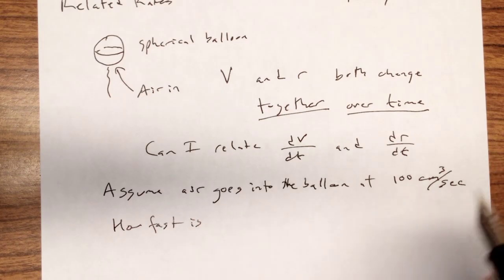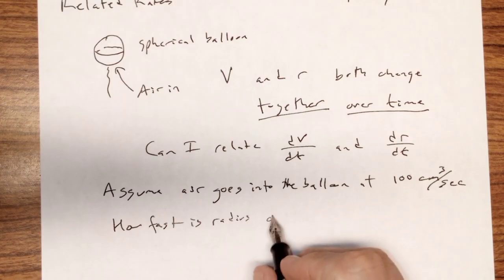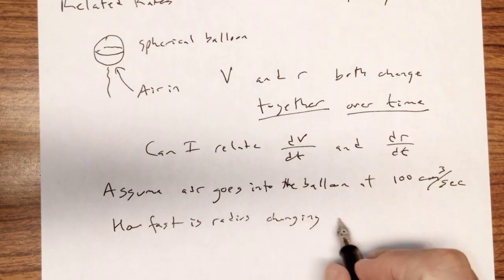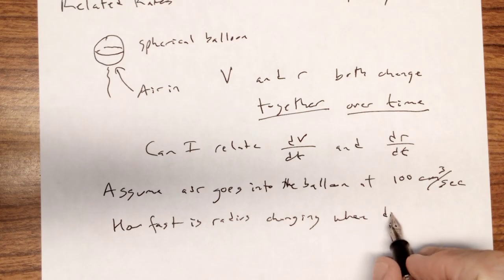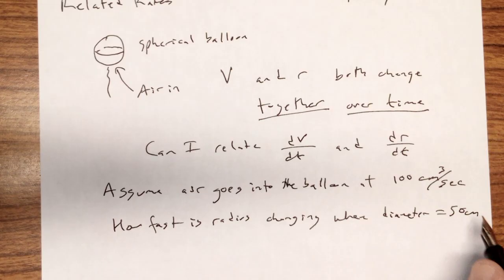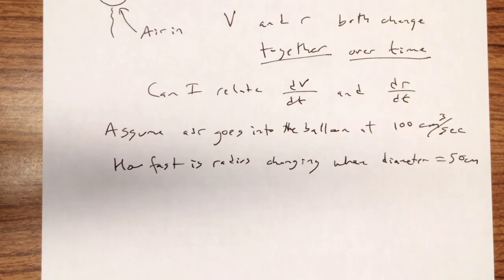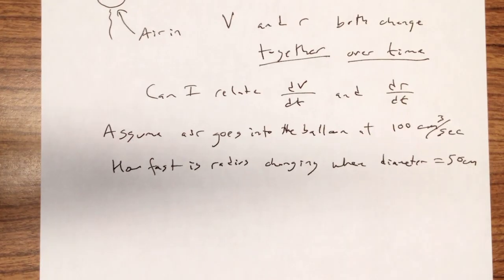Well, let's actually ask the question the way I was reading it. How fast is the radius changing when the diameter is 50 centimeters? So I have to know either a particular moment in time or a particular moment about the balloon. So I know right at the time I'm looking at, diameter is 50 centimeters. Okay.